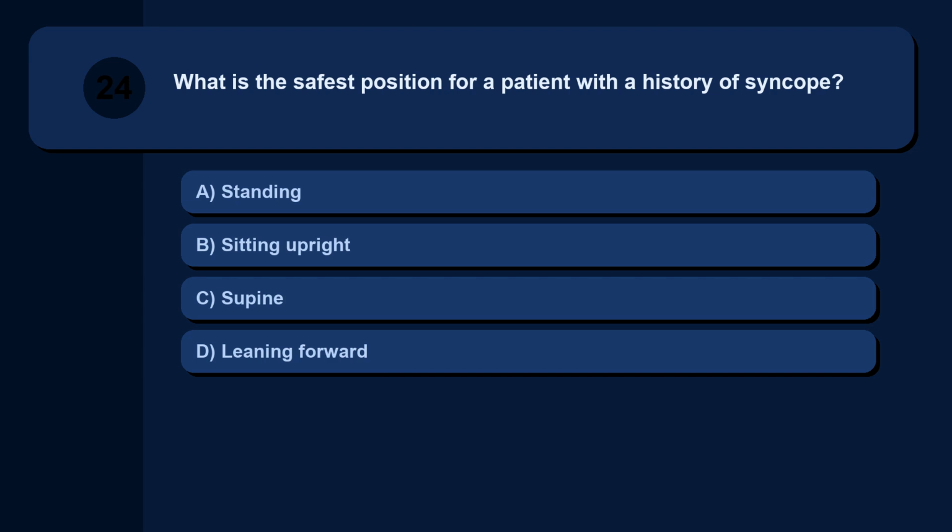Question 24. What is the safest position for a patient with a history of syncope? Standing, sitting upright, supine, leaning forward. Supine positioning prevents sudden drops in blood pressure and reduces fainting risk. For patients with known vasovagal responses, drawing blood while lying down is strongly recommended.